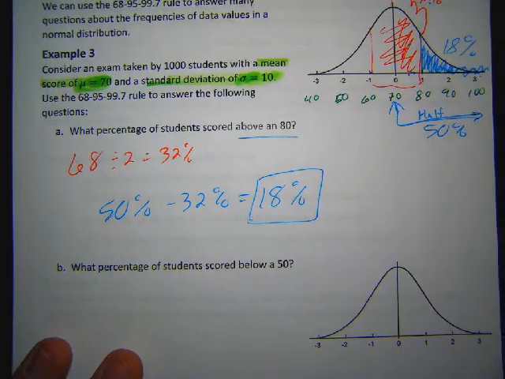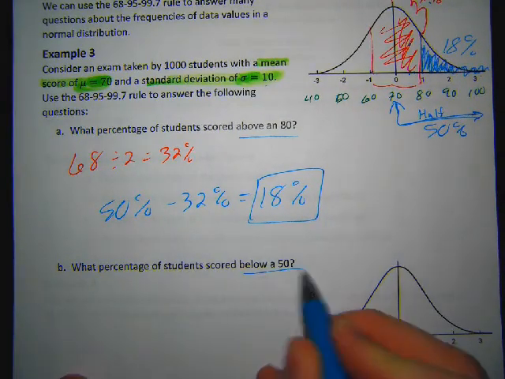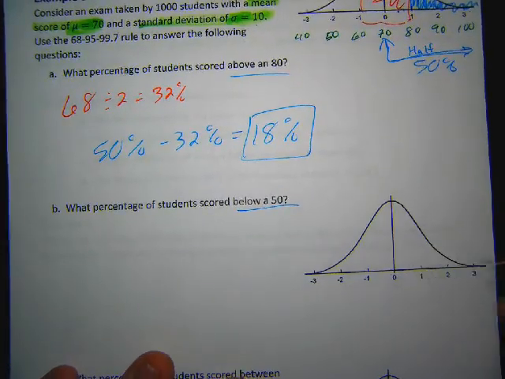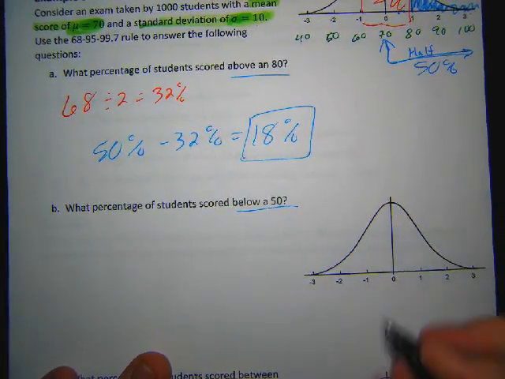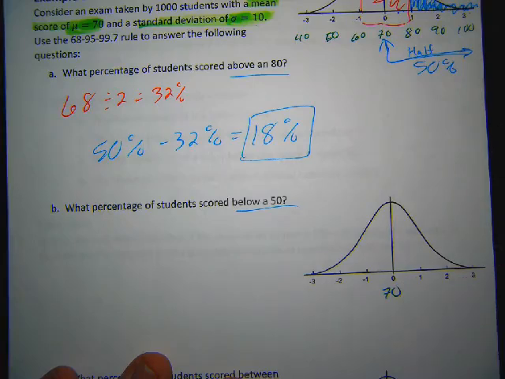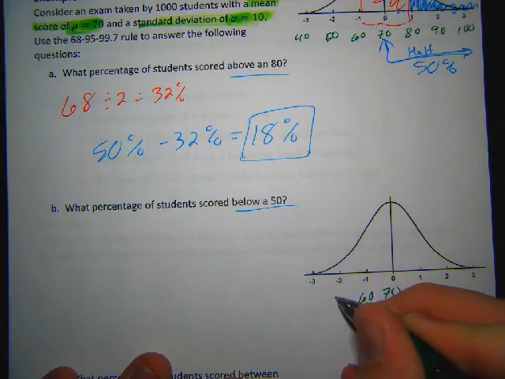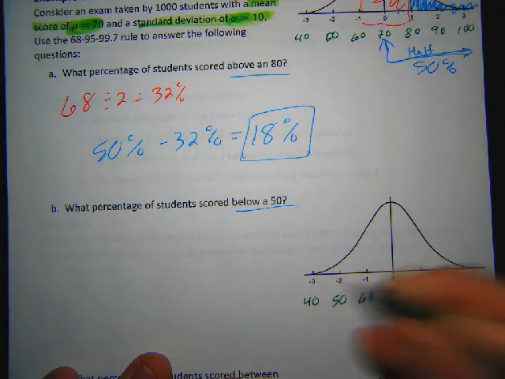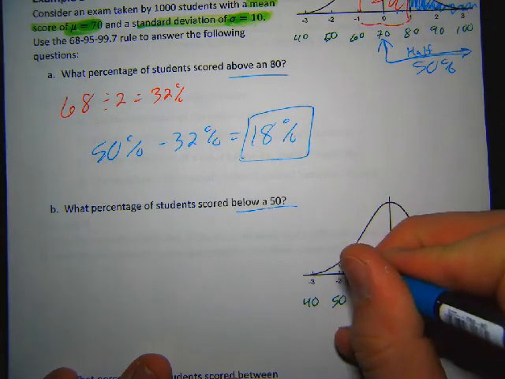Okay, let's try it over. Let's do below 50. So this time I'm looking at below 50. Well, I need to label this again. Remember, 70 is the mean. That was the mean they gave us. We got 60, we got 50, we got 40. Well, we want below 50. So we're looking at just from here on.